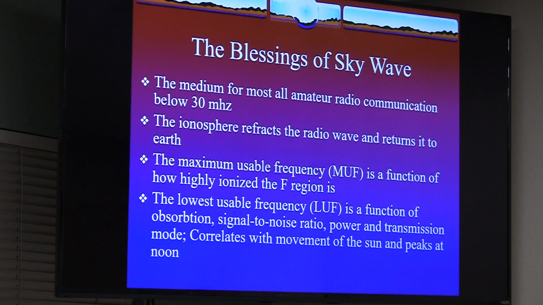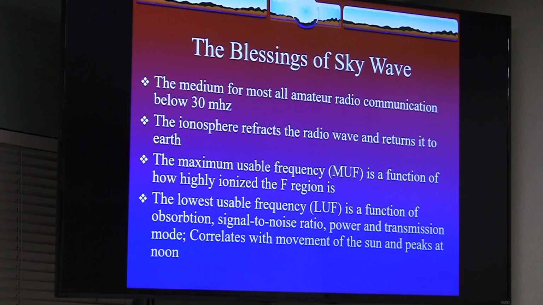The lowest usable frequency is a function of the absorption. Below a certain frequency, most of it gets absorbed by the layer and doesn't get refracted back. So that's the two, and you operate within the range. Those numbers are published, and you can find out what they are. There are a lot of websites that provide that information. Again, it correlates with movements of the sun. It peaks at noon and then drops back down again. That's why we said that shadow period at night tends to be fun.